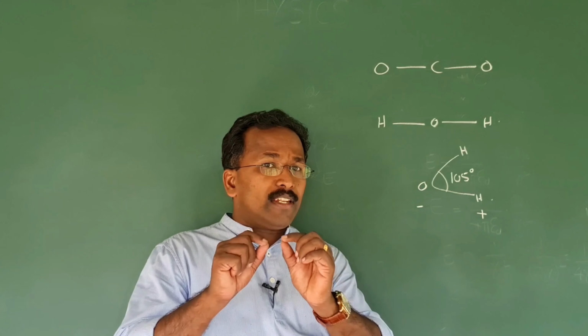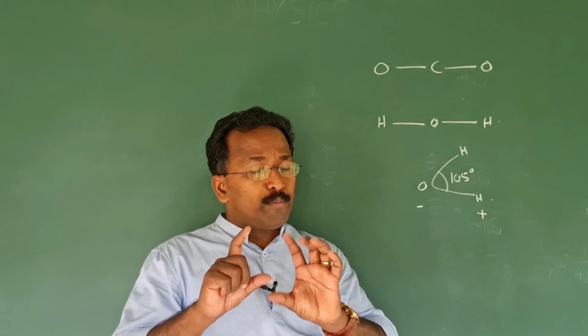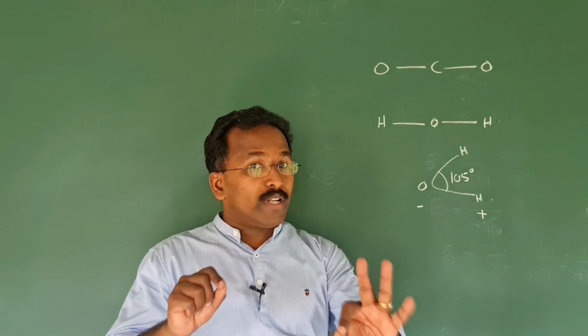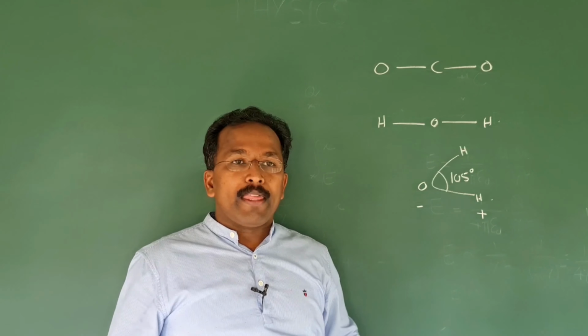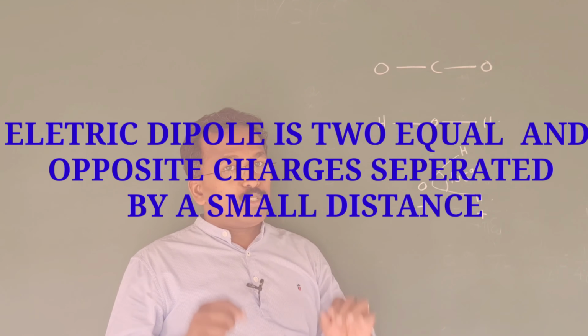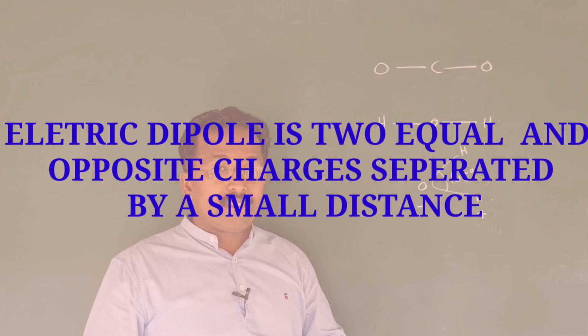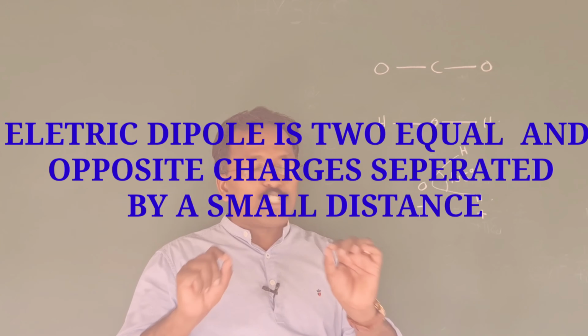So we define a dipole or electric dipole precisely like this. You have to write it down and learn it by heart. An electric dipole is two equal and opposite charges separated by a small distance.